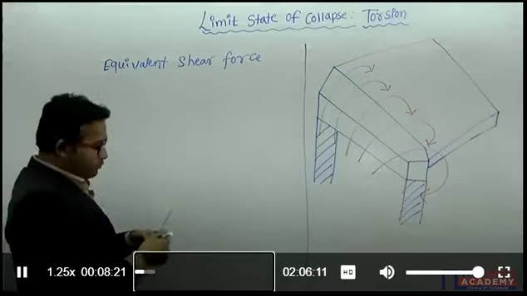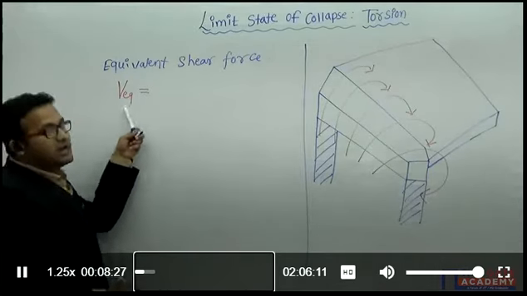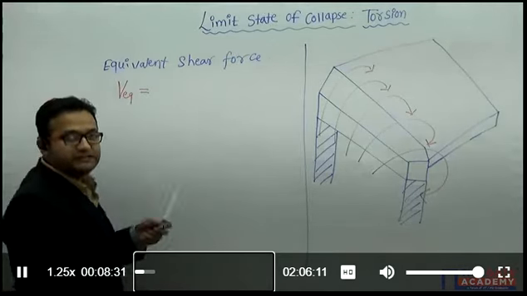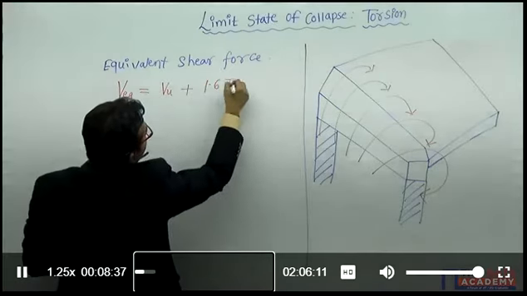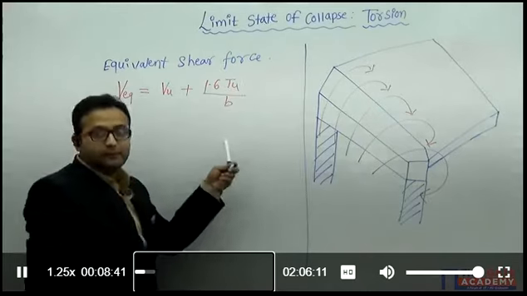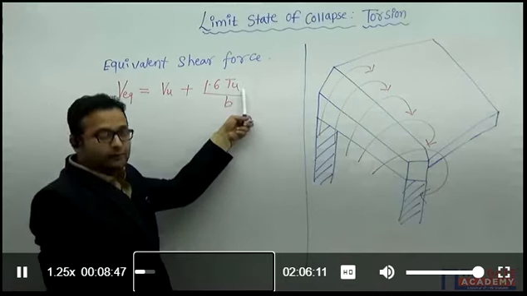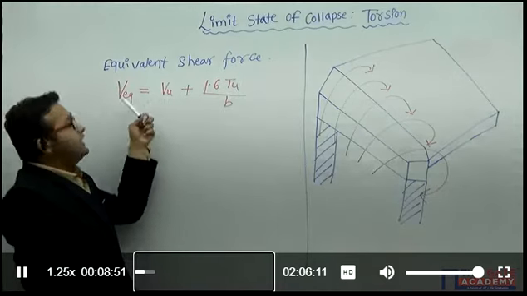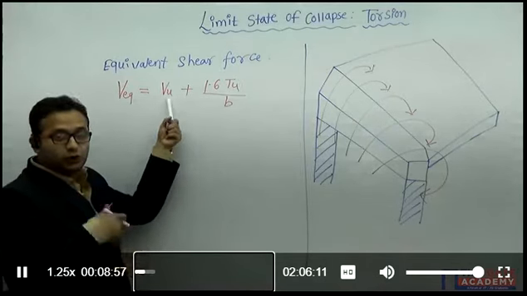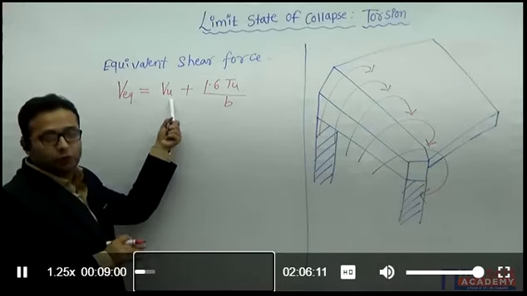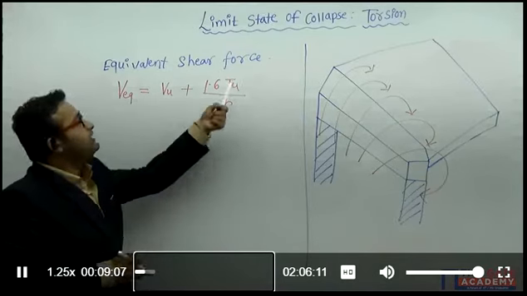So here I can write the formula for equivalent shear force. The equivalent shear force is also the factored value if you are using the limit state method. So V equivalent equals VU plus 1.6 TU divided by B. Here B is the width of beam, TU is the factored torsional moment, VU is the applied shear force. This VU is the normal shear force due to the dead load and the live load or any other imposed type of load.